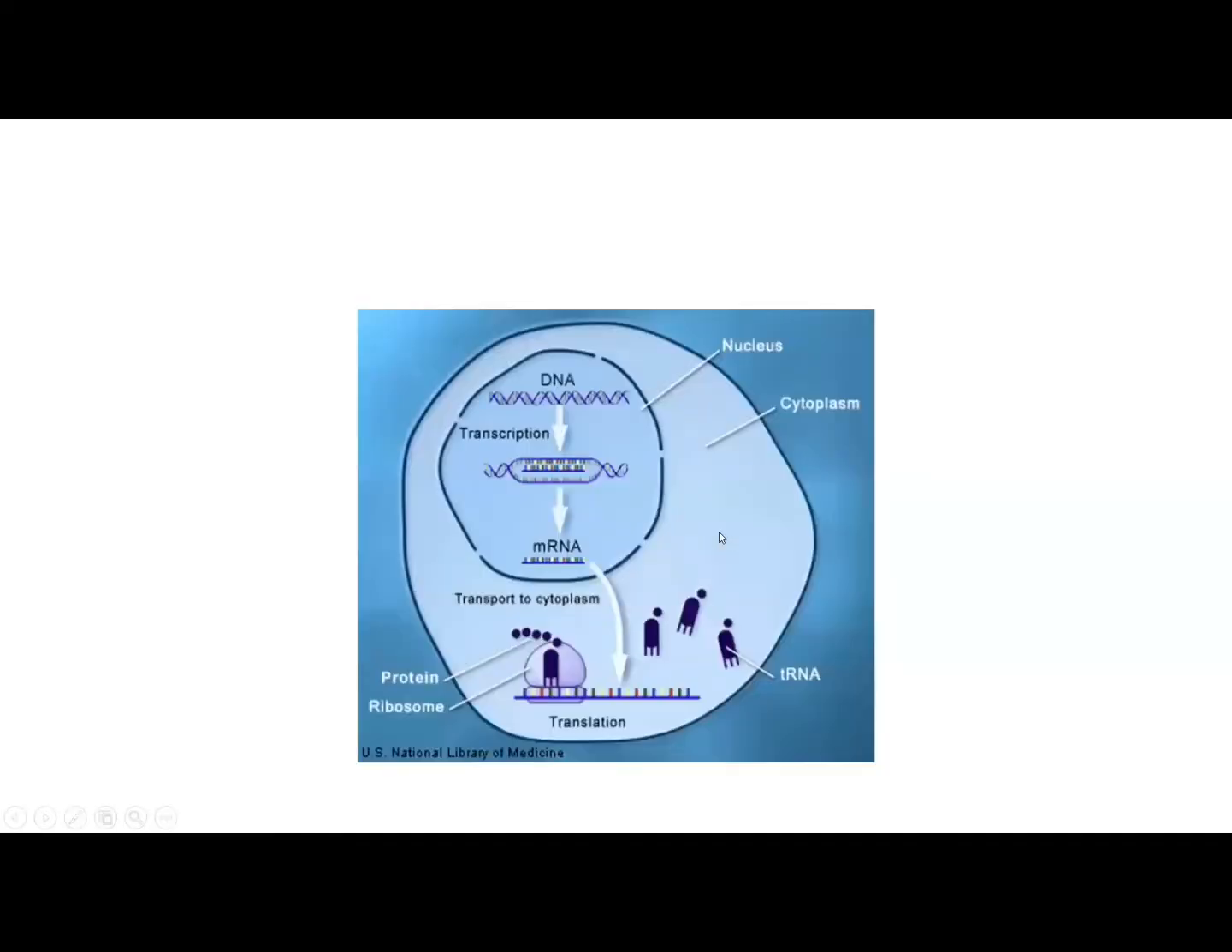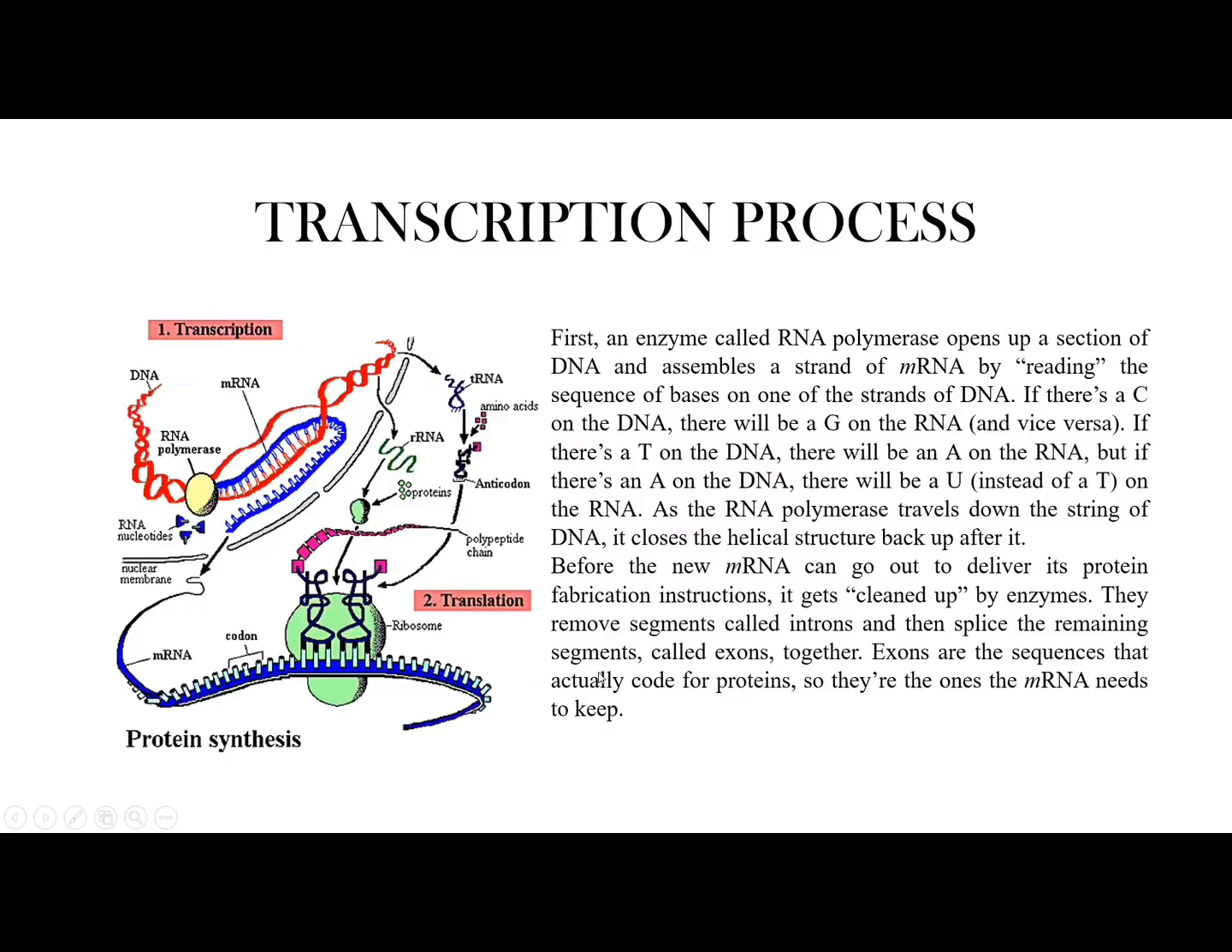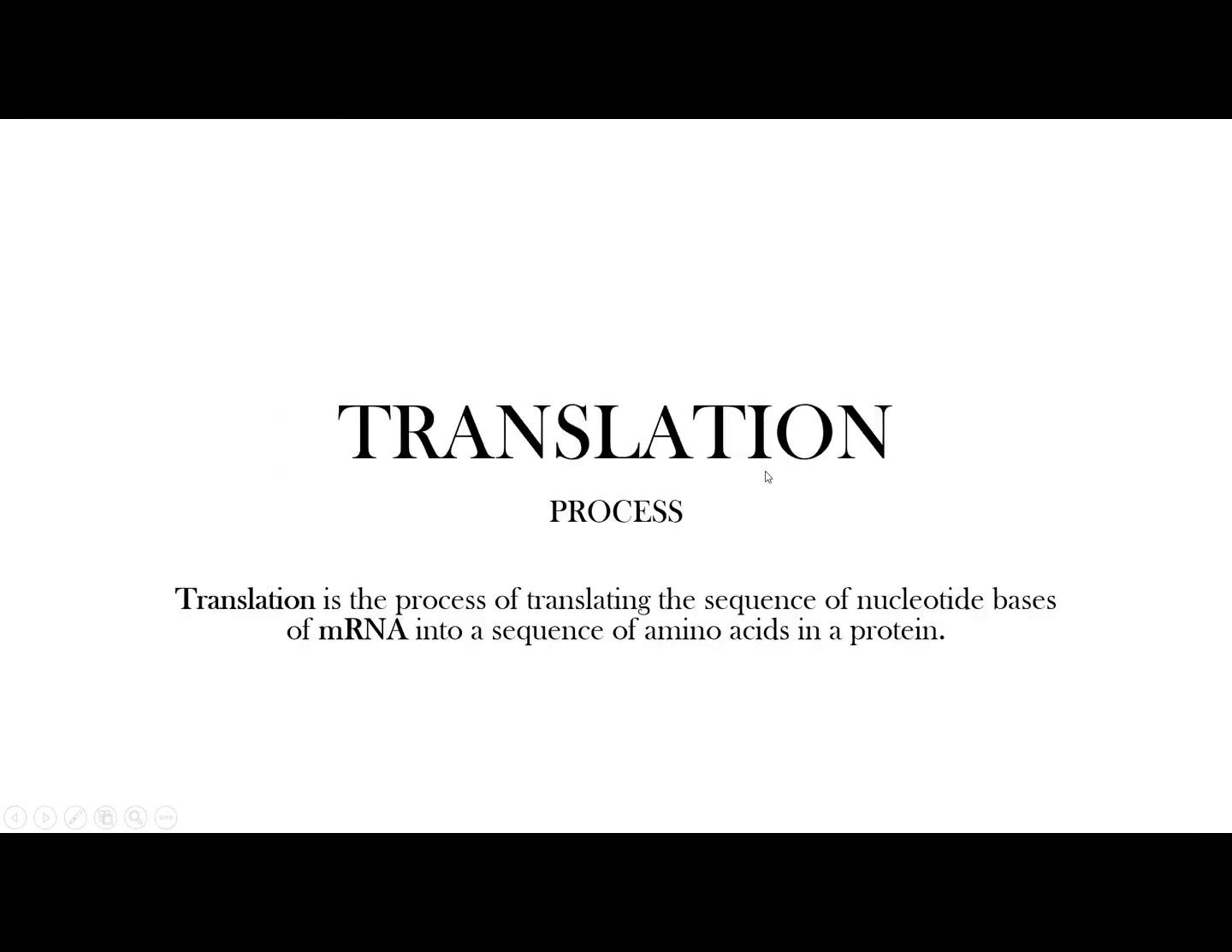Remember there are two important processes: transcription, which happens in the nucleus, and translation, which happens in the cytoplasm with the help of tRNA and ribosomes. This is the transcription process; you can read this by yourself. Now here comes the important part of this lecture, which my instruction is very clear: I have to explain the translation process.